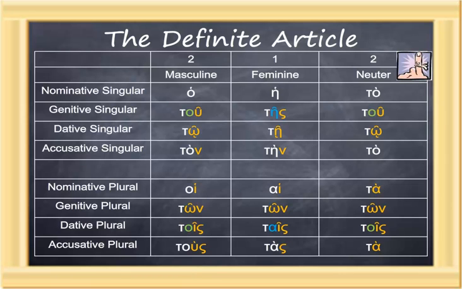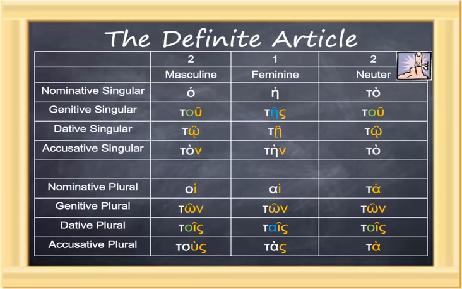Notice the iota subscript in each case, and the lengthening of the stem vowels, the ablauting in the masculine and neuter. Accusative singular: ton, ten, to. Nominative plural: hoi, hai, ta. Again, with the alpha of the neuter plural. Nominative, the stem vowel is contracted.